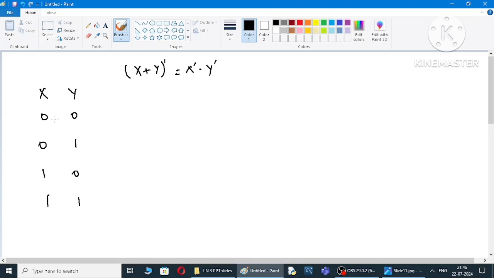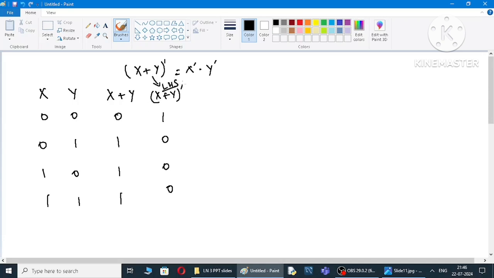So first fill in the input combinations. Now first get the LHS part. What is LHS? First x plus y you have to bring. X plus y, that is 0 plus 0 is 0, 0 plus 1 is 1, 1 plus 0 is 1, 1 plus 1 is also 1. But we need x plus y whole bar. What is x plus y whole bar? It is the complement of x plus y, which means the opposite of this. Complement means the opposite. So 0's complement is 1, 1's complement is 0. So we have got the LHS.